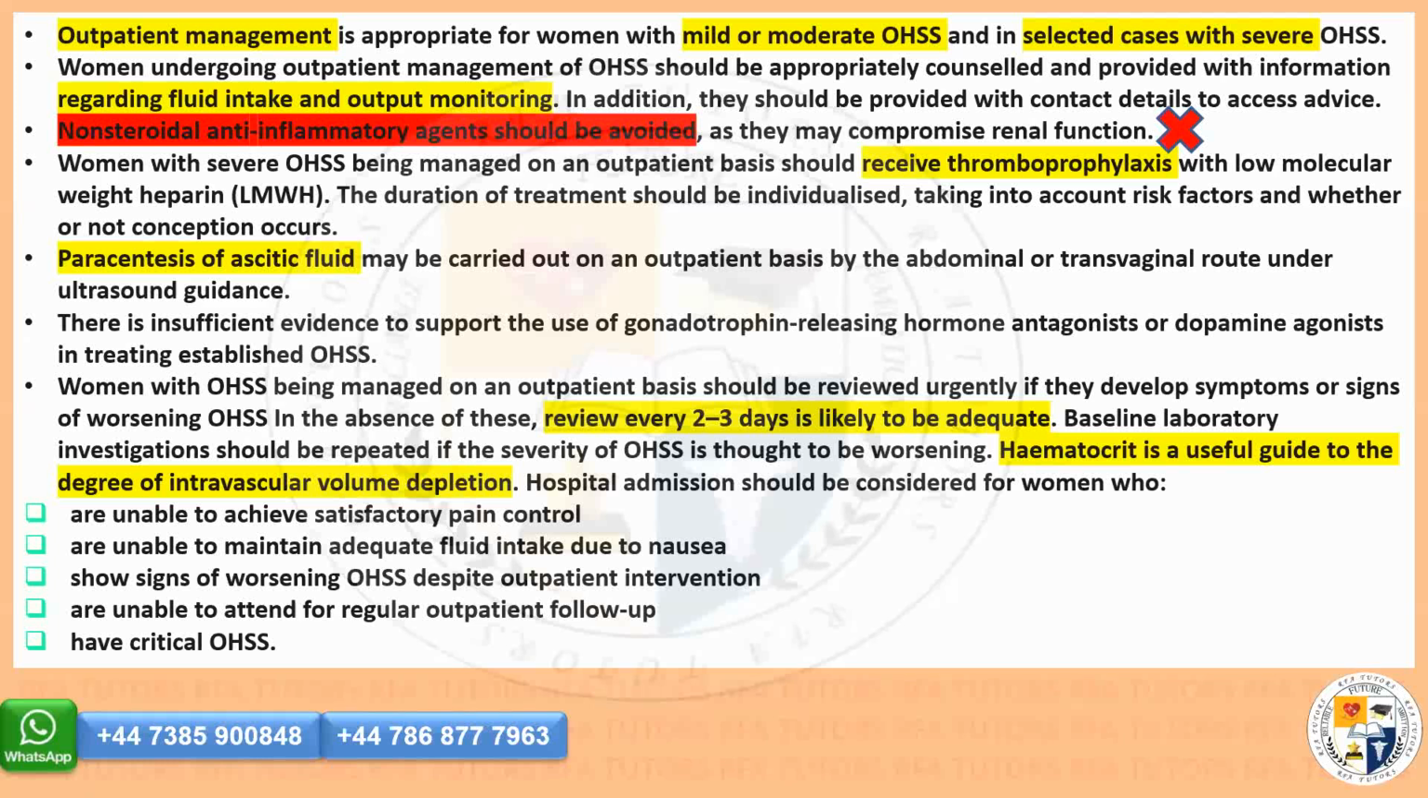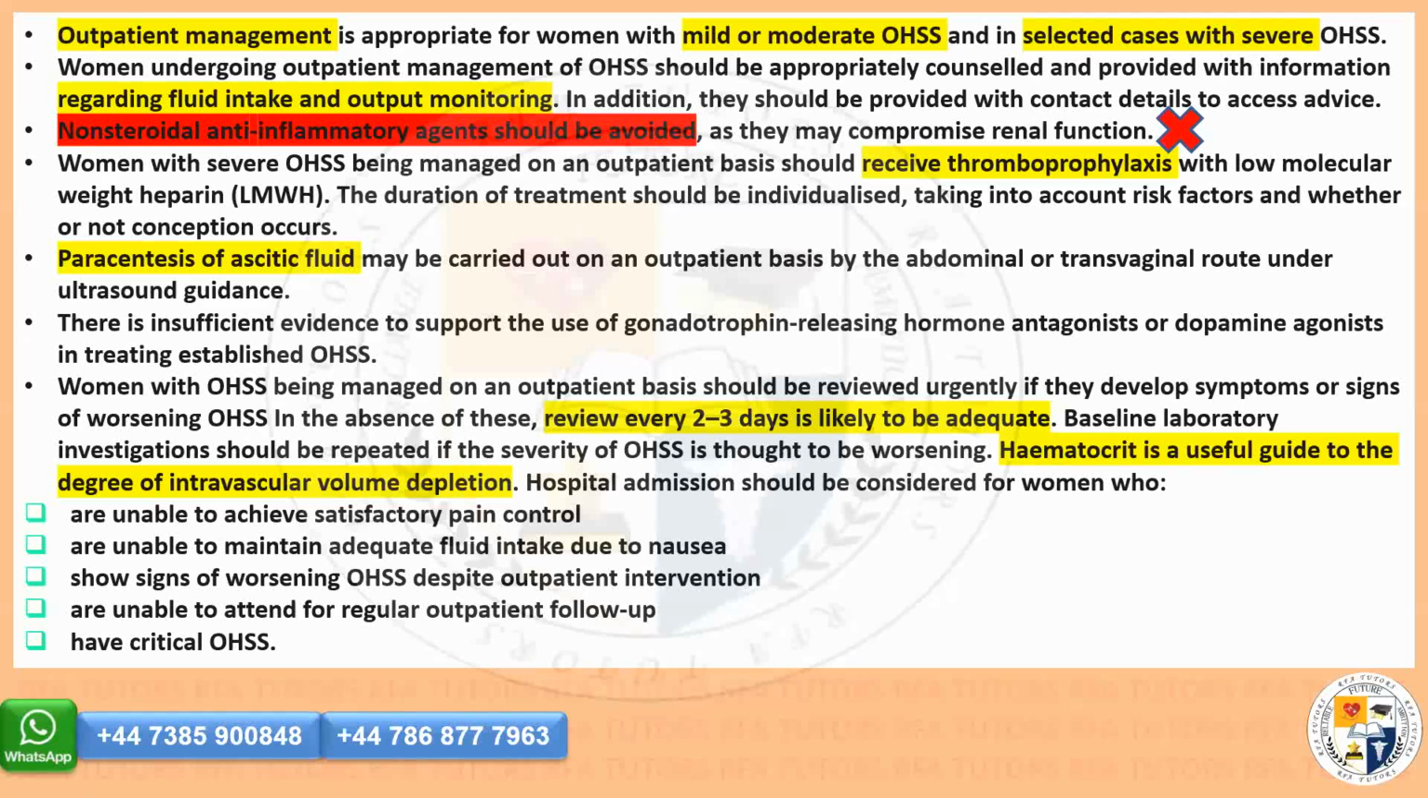And women with OHSS being managed on an outpatient basis should be reviewed urgently if they develop symptoms or signs of worsening OHSS, and every 2 to 3 days. All right, so they should come every 2 to 3 days. And hematocrit is a useful guide to the degree of intravascular volume depletion. Now, I am writing all this.